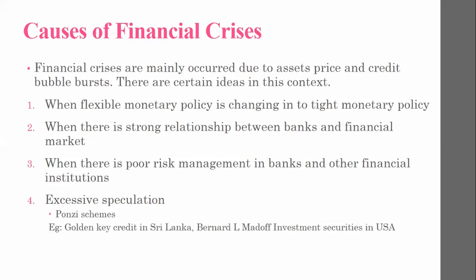The first step is the flexible monetary policy. Now the economy has a flexible monetary policy. When there is a flexible monetary policy, the central bank injects money into the economy. That means the interest rate is lower in the economy. It will result, the second step, in a lower interest rate. When the interest rate is lower, what will happen to the credit demand? It will go up, right?